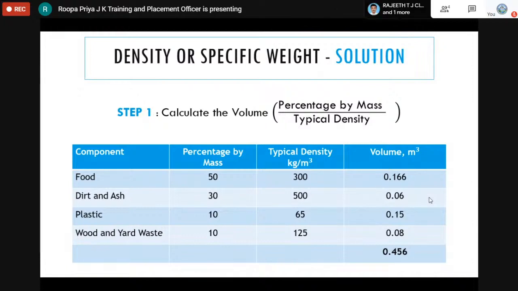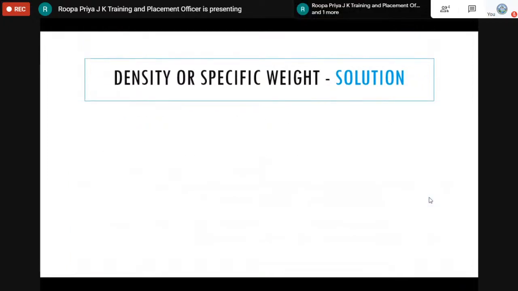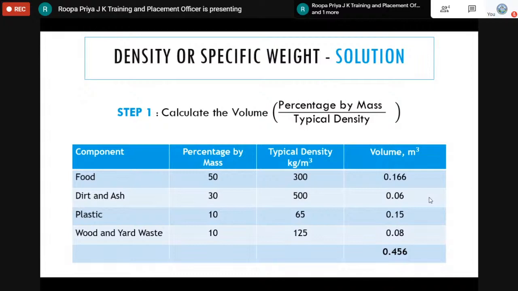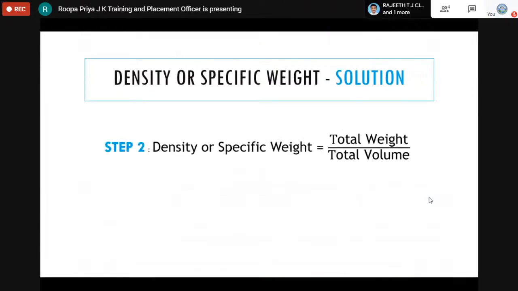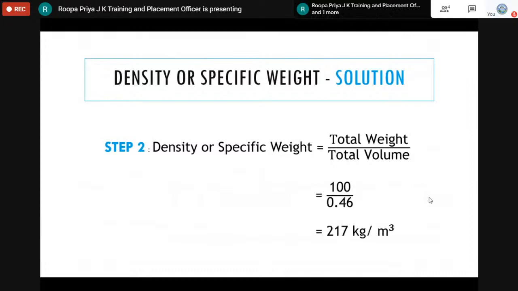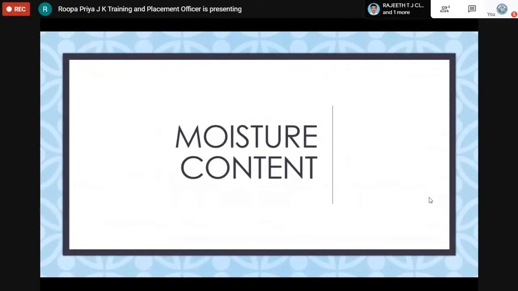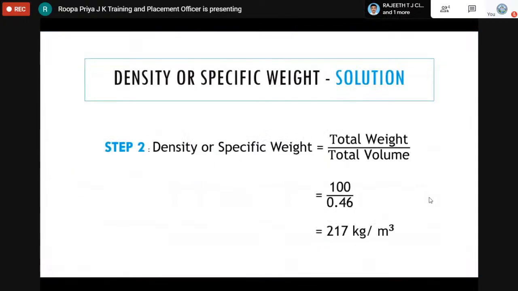So when you add the percentage by mass, you get the numerator value, the total weight, and when you add the volume, you get the denominator value, that is 0.456. So our second step is to find the density or the specific weight, which is equal to total weight divided by total volume. So now we know that the total weight is 100 divided by 0.46, which gives you 217 kg per meter cube. So that is the solution to your problem.